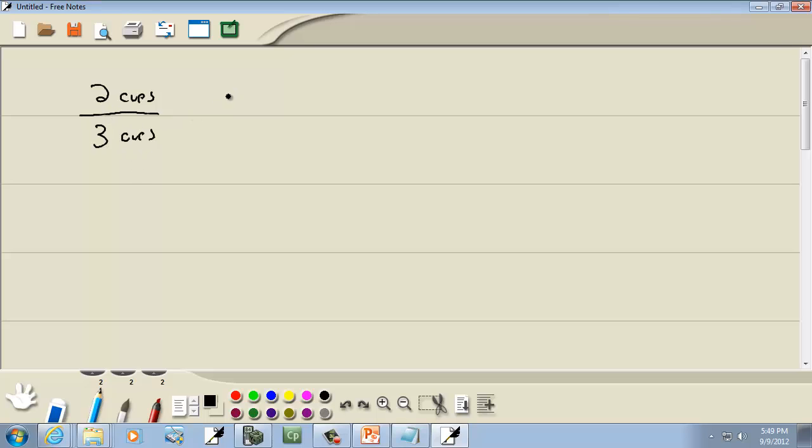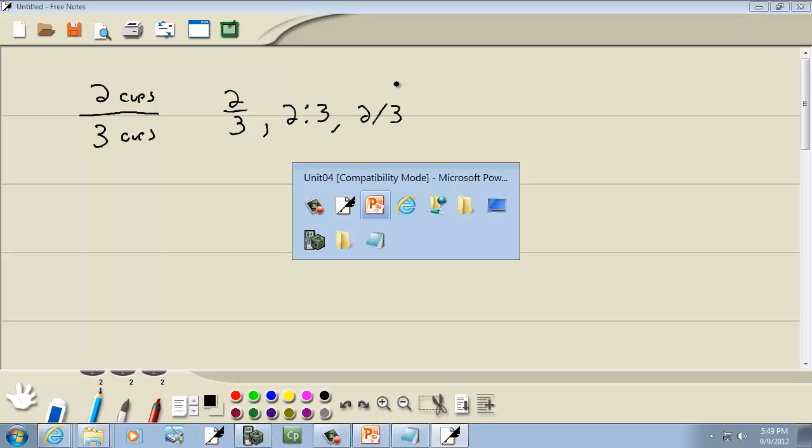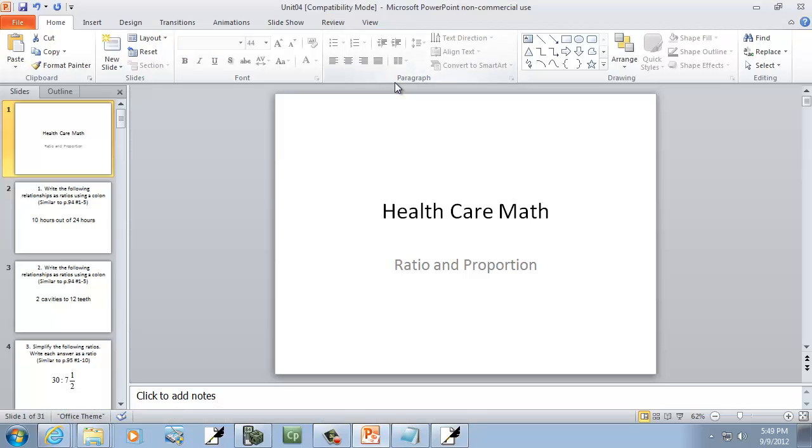Now, a lot of times it's written this way, but you also can write it in this manner. You see sometimes it's written in this manner. So there are different ways you can write a ratio. Well, let's look at our first problem.